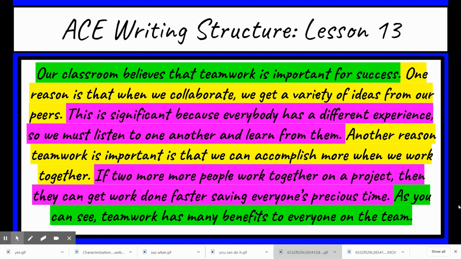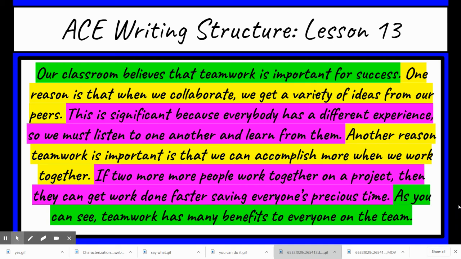This is significant because everybody has a different experience, so we must listen to one another and learn from them. Another reason teamwork is important is that we can accomplish more when we work together. If two or more people work together on a project, then they can get work done faster, saving everyone's precious time. As you can see, teamwork has many benefits to everyone on the team.